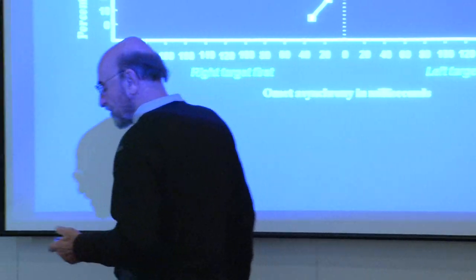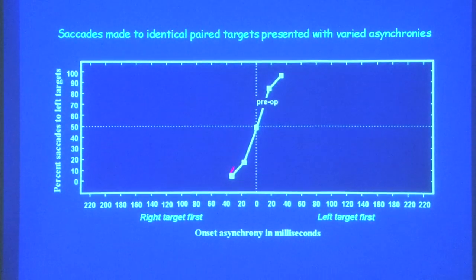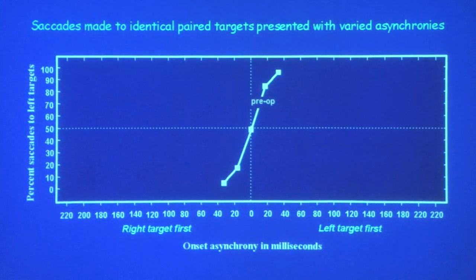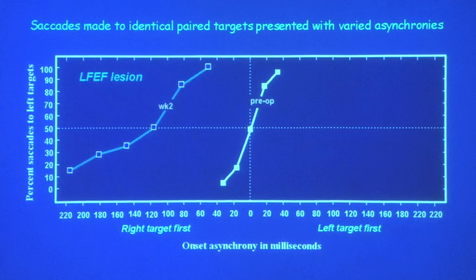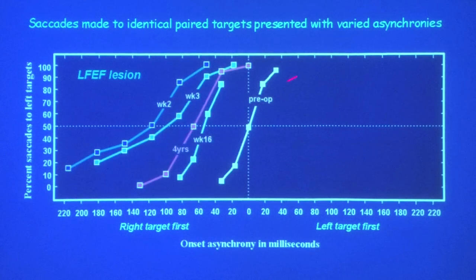All right, now we can look at this more quantitatively. This shows the distribution of choices to the left target. This is the intact monkey preoperative. And then when you take out the left frontal eye fields, it's a huge shift over. The equal choices have to be about 130 milliseconds separated, with the affected side getting the target 130 milliseconds earlier. Then if you keep doing this, there's some recovery. But even 4 years later, you still have a huge effect.